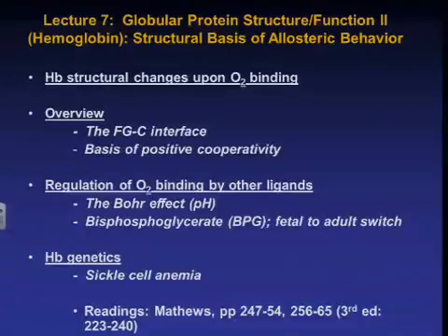And that will come into play when we talk about the Bohr effect, which is one of two examples where the binding of one ligand is going to affect the binding of oxygen. So oxygen is having an effect on the affinity of hemoglobin for itself. That's the basis for cooperativity, but we'll also see how other things which can bind to hemoglobin, pH meaning protons, or BPG, how their binding affects the affinity that hemoglobin has for oxygen. And then we're going to talk a little bit about hemoglobin genetics and sickle cell anemia.